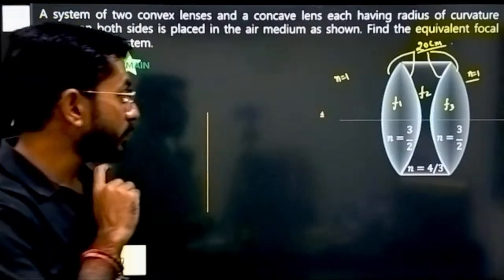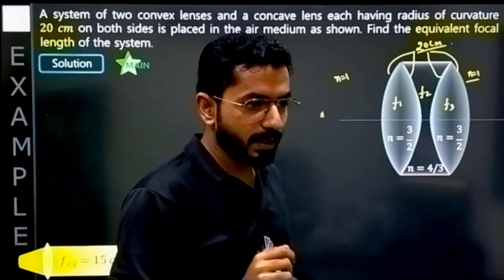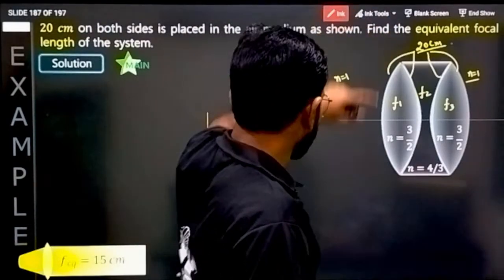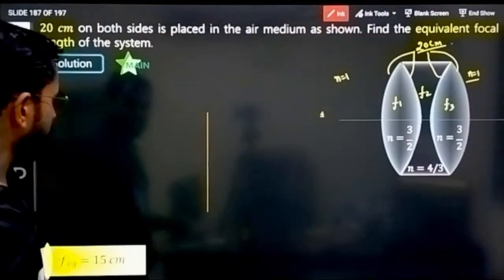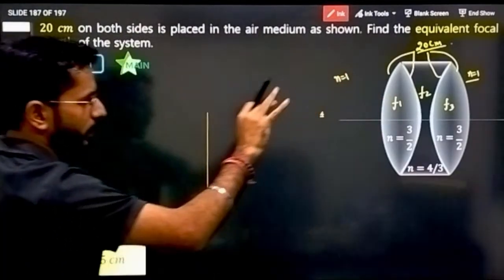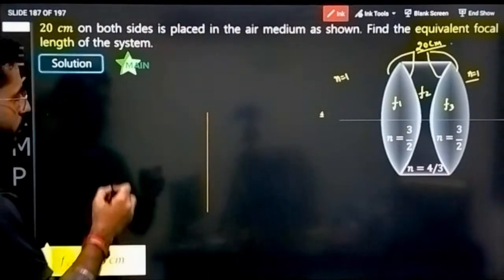A good question, because focal lengths are not given, only radii of curvature are given. So the calculation will be a bit long. Let's see how much we can do. Let's calculate for the first one. Surrounding is air. The refractive indices are given to you.